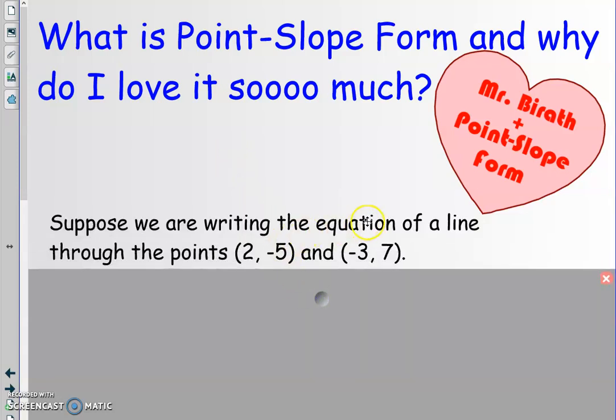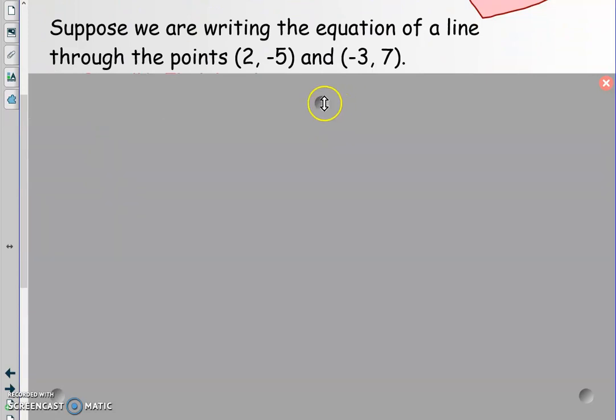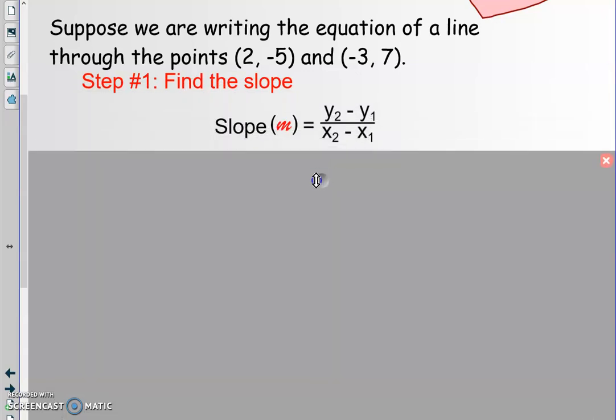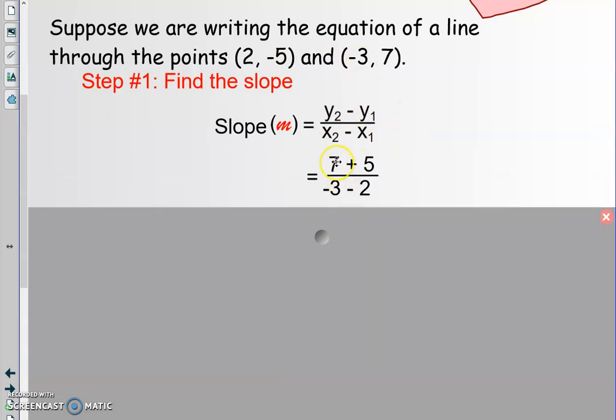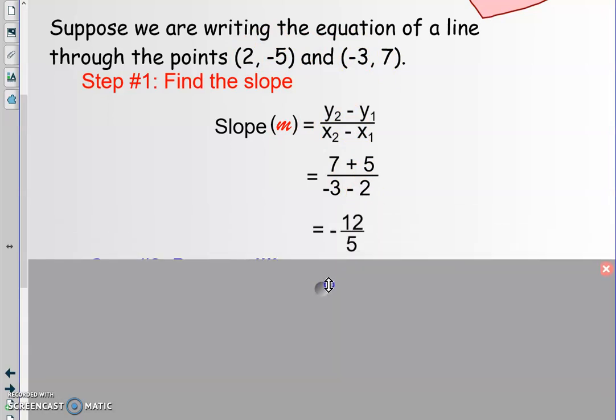Suppose I asked you to write the equation of a line passing through these 2 points, and you've done this a million times. But let's take a look at how this works. So the first thing I'm sure you want to do, regardless of what form you're using, is find the slope. So remember our slope formula from Algebra 1. Slope, abbreviated by the letter m, is your change in y over your corresponding change in x. So we have our 2 points. We just plug these numbers in. I chose to start with 7. I did 7 minus -5 in the top. I did -3 minus 2 in the bottom. And, without a calculator, I figured out that that's -12/5.